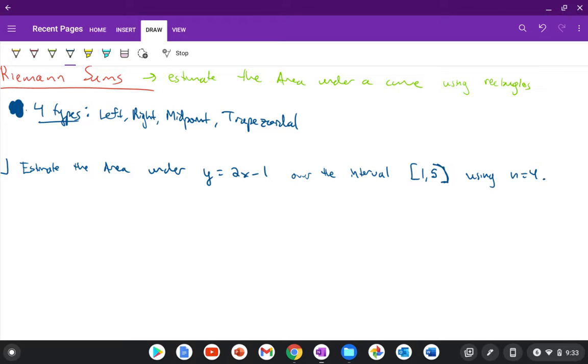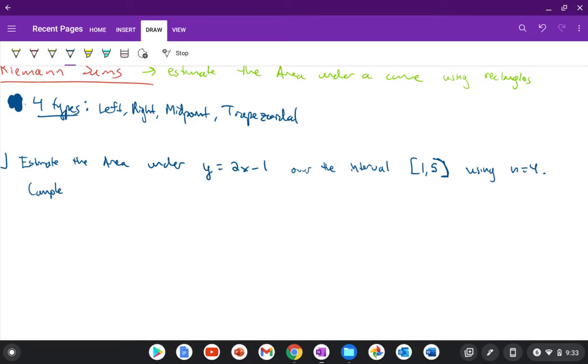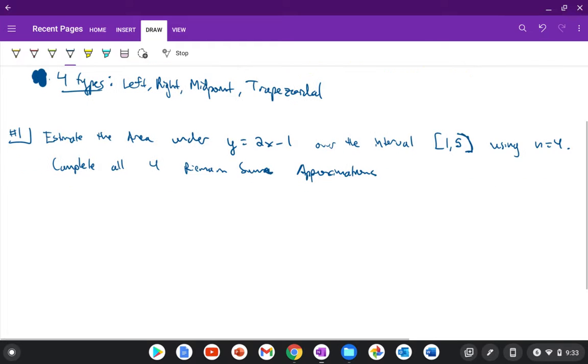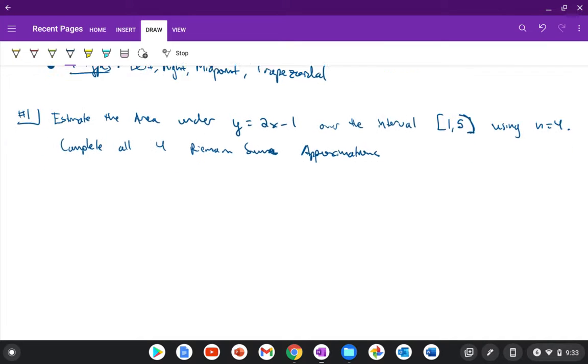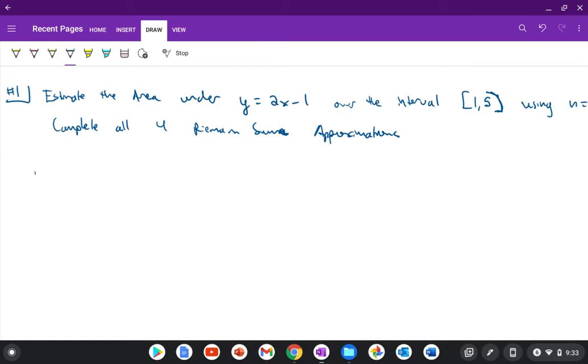And we'll complete all 4 Riemann sum approximations. So first thing that we're going to do is actually draw a little picture. I do want you to draw a picture for all of these. You don't have to draw separate pictures for all approximations, but I at least want you to draw a picture of this function, which we're given here, and sort of just illustrate what's happening.